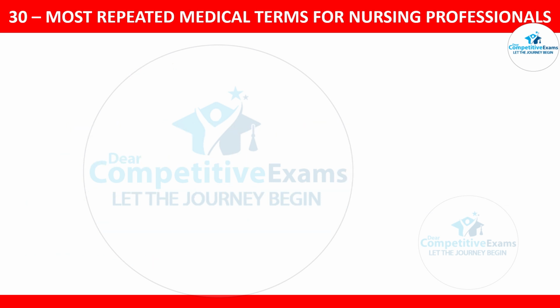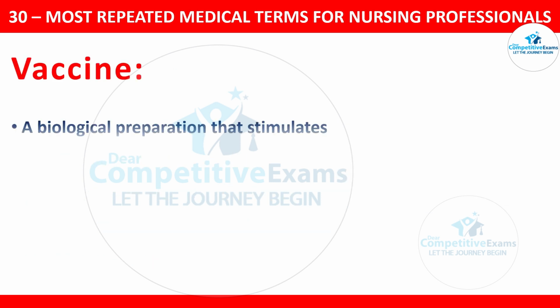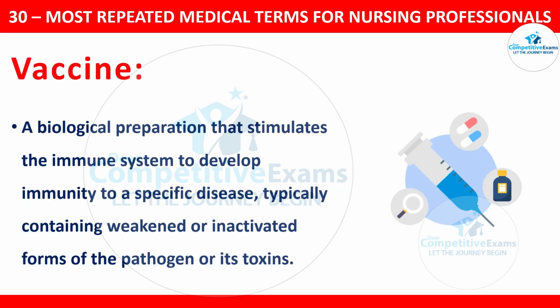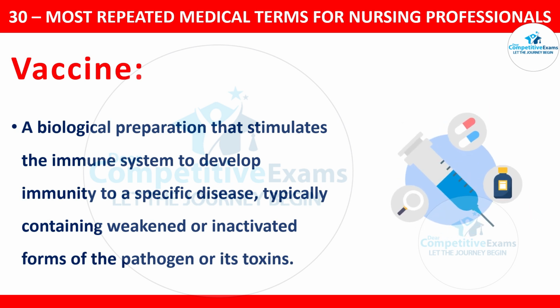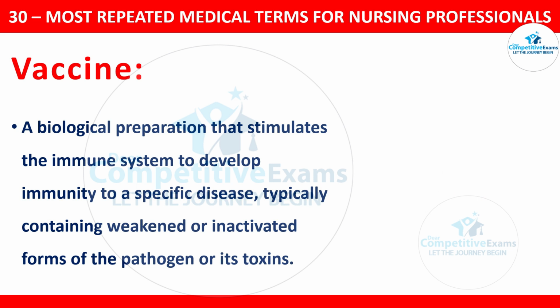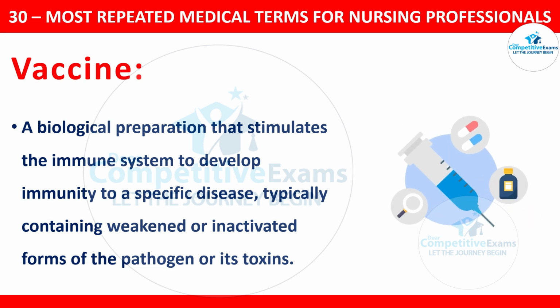Next term is vaccine. Vaccine is a biological preparation that stimulates the immune system to develop immunity to a specific disease, typically containing weakened or inactivated forms of the pathogen or its toxins.